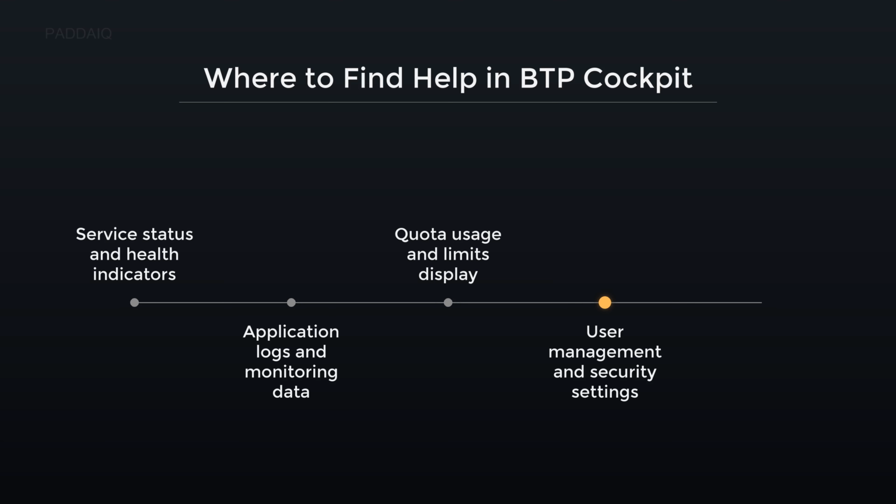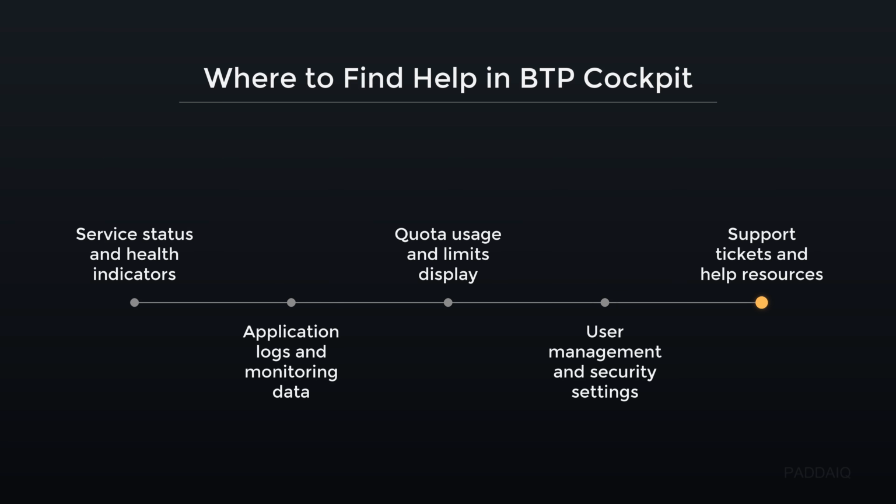User management and security settings. This is where you control who can access your BTP applications and what they are allowed to do. For example, you can grant your developers access to build services but restrict them from viewing financial data. Properly configuring these settings is fundamental to protecting your business applications and data.